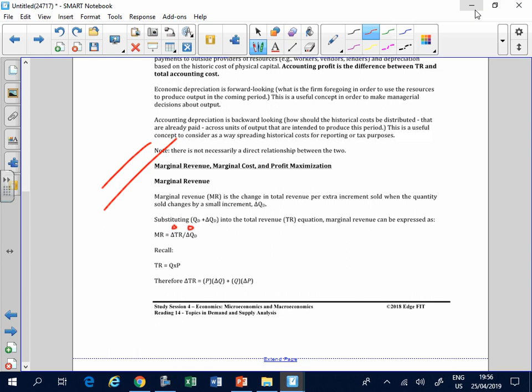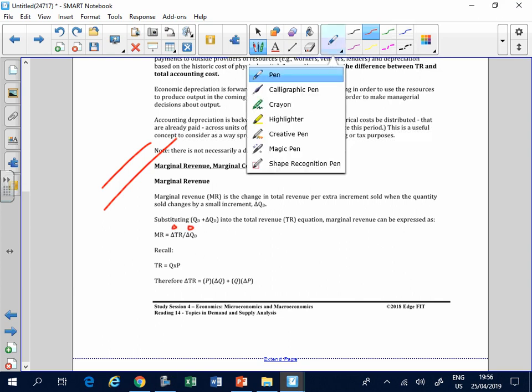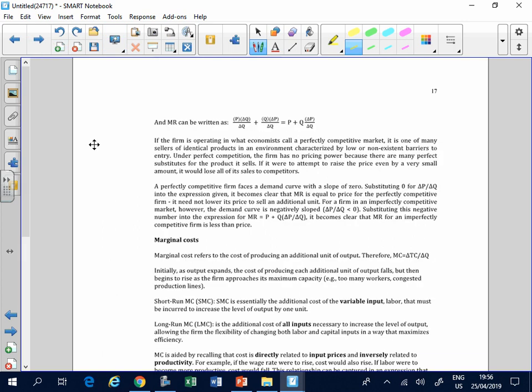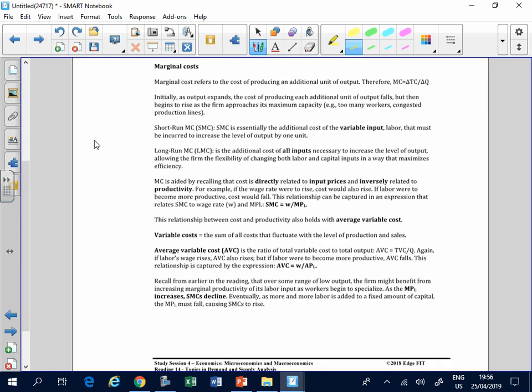Okay, let's kick off where we stopped. I think everybody understands the concept of marginal revenue. I'm not going to labor the point any longer. Just know, ladies and gents, that it is the change in total revenue divided by the change in whatever the input is. The next thing I want to talk about is short run marginal cost.